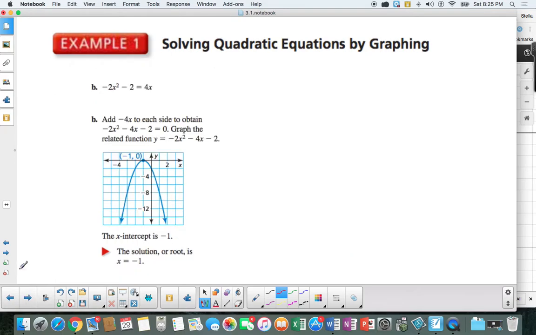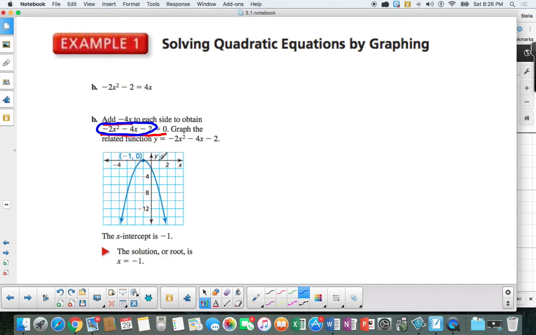In this example, we have to make sure that everything goes to one side. So we're going to add -4x to both sides so that we can get something that looks like this. And then we can go ahead and graph the related parabola. So we're going to use this portion right here and write y is equal to this.